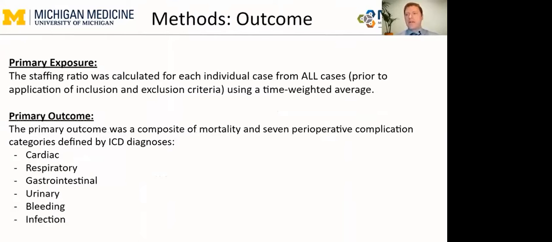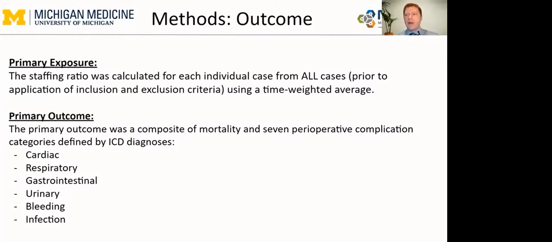In our studies, the staffing ratio was calculated for each individual case from all cases prior to the application of inclusion and exclusion criteria using a time-weighted average. For example, if there exist 2 simultaneous cases covered by the same anesthesiologist, 1 2-hour case and 1 1-hour case operating in parallel, the staffing ratio of the 1-hour case is 2, and the staffing ratio of the 2-hour case is 1.5, as half of the case was operating with an anesthesiologist covering 2 cases and the other half covering 1.